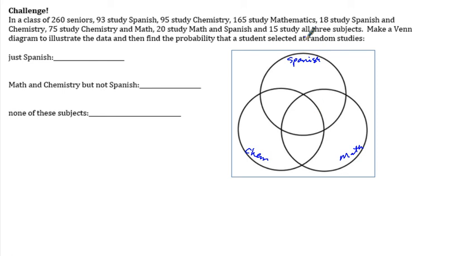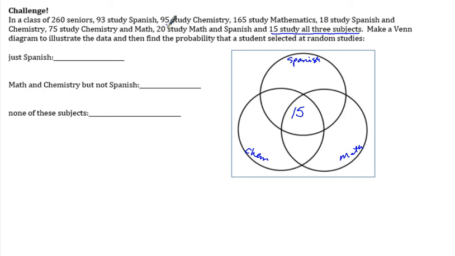So you should have first noticed that 15 study all 3 subjects. So 15 students go in the center where they're all covering each other, overlapping. Then you can choose to go to the only Spanish and math, only math and chem, only chem and Spanish sections. But when you do that, let's take a look at Spanish and math.